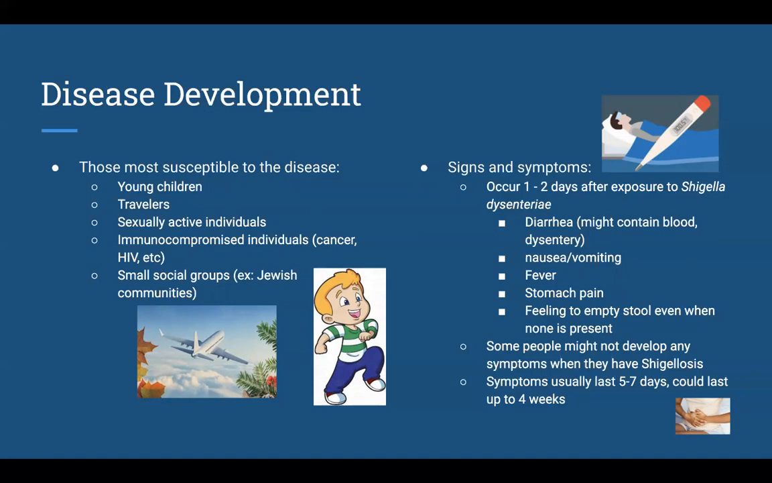These include diarrhea, and as mentioned before, it may contain blood, known as dysentery, nausea and vomiting, fever, stomach pain, and the feeling to empty stool, even when there is none present. Some people may have the disease and not develop any symptoms, making this disease have the possibility to be asymptomatic. Symptoms can last up to 5 to 7 days or could last all the way up to 4 weeks, and that is especially relevant when it comes to bowel movement.